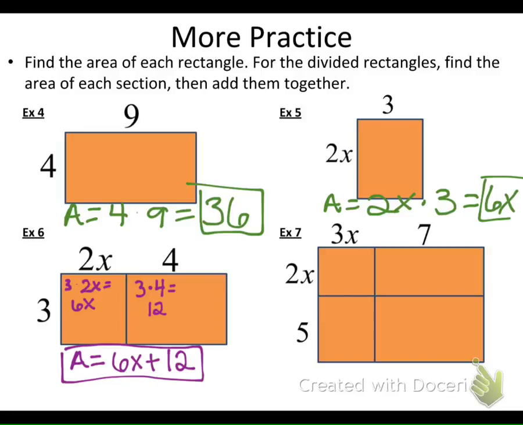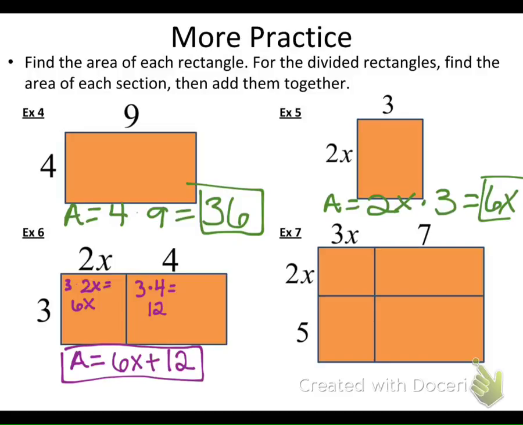So when you have these two numbers, unless this number is a negative number, you're always going to add it together. And then this is going to be your full answer for your area. Okay? Why can't you combine those terms together? Because one has a variable and one doesn't. So they're not like terms.